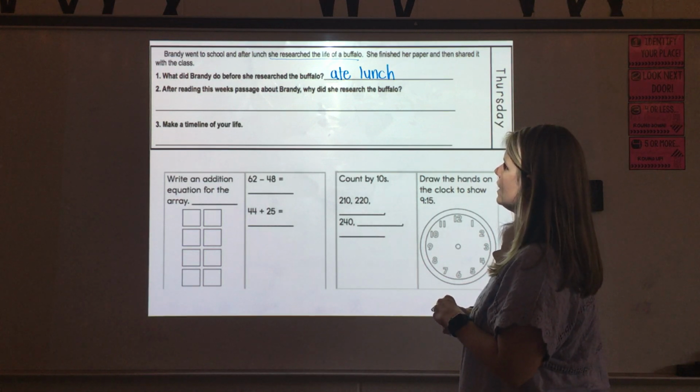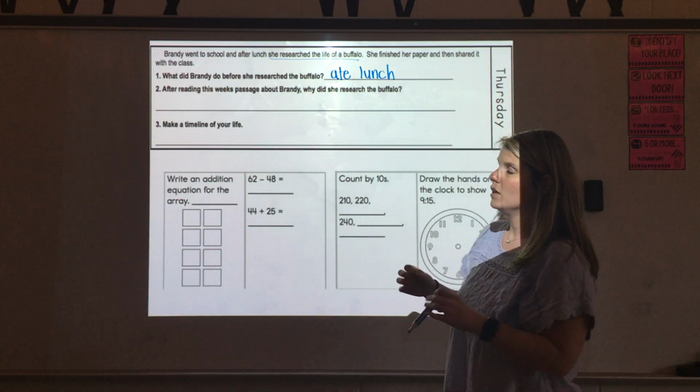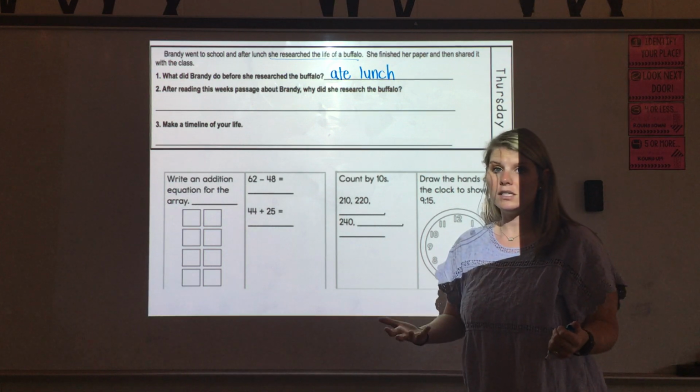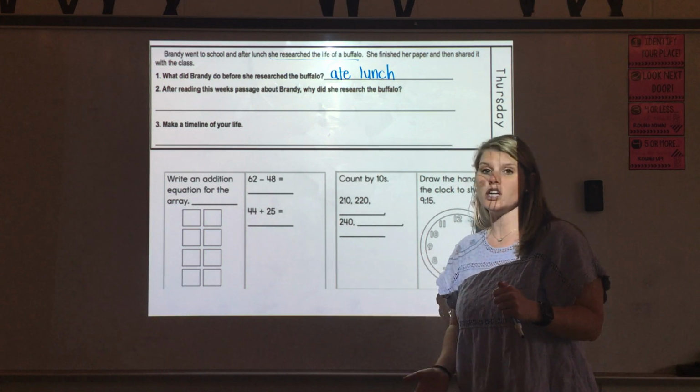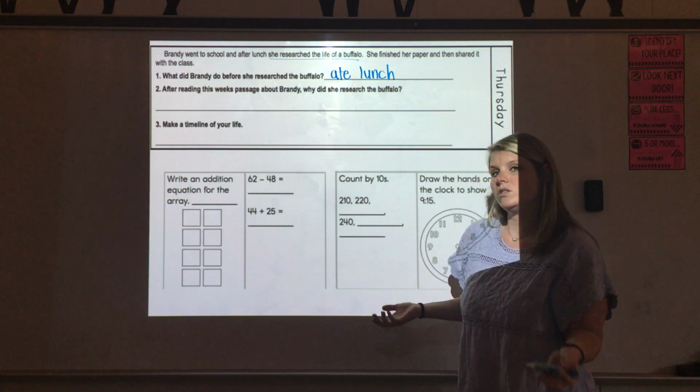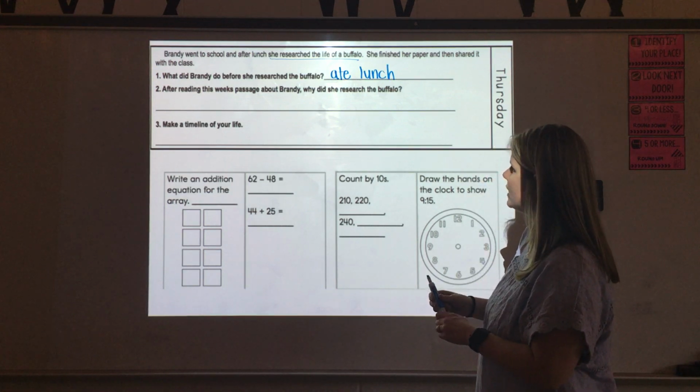So number 2 says, after reading this week's passage about Brandy, why did she research the buffalo? You could have put anything along the lines of, it was an animal she was interested in from the Midwest. It was an animal she didn't know very much about. So those are different reasons why she wanted to research them.